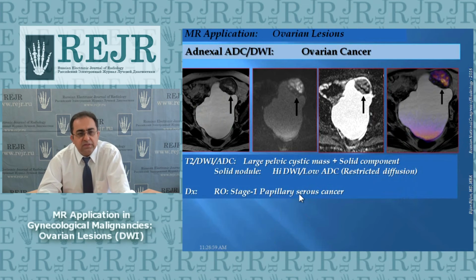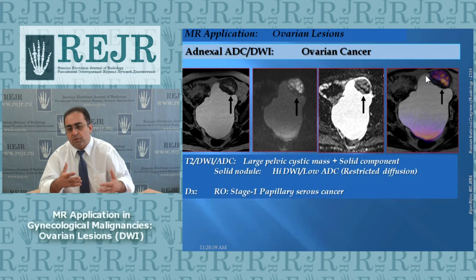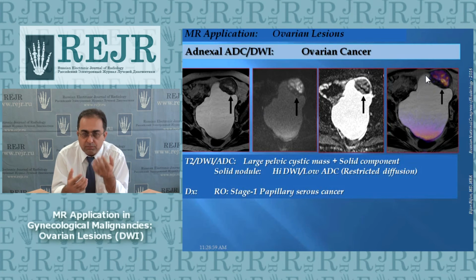Take a look at this one. This is another example of serous cancer. As you see here, it has one very large cystic component, and it has this solid component which is projecting into the cystic component. And this image that you see here is actually a compiled image. It is a combination of your T2 superimposed with DWI with a color map on it.